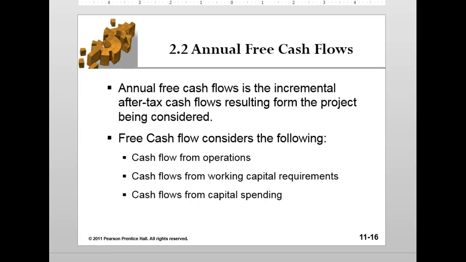Then you start looking at cash flows that are going to come back to the firm for doing this project. So you'll look at the cash flows from operations. You'll look at cash flows from the working capital requirements, which means before the project, you'll have the numbers, and then after the project is implemented, what are those numbers? So you compare back and forth. And then you have cash flows from capital spending throughout the project.